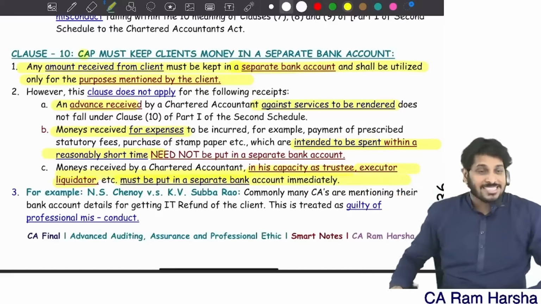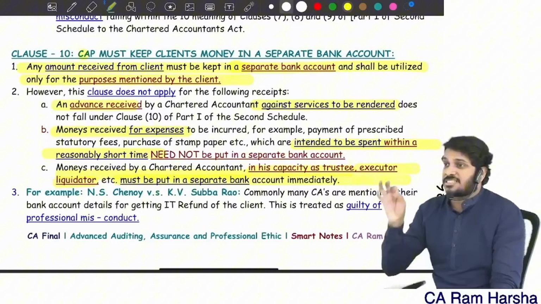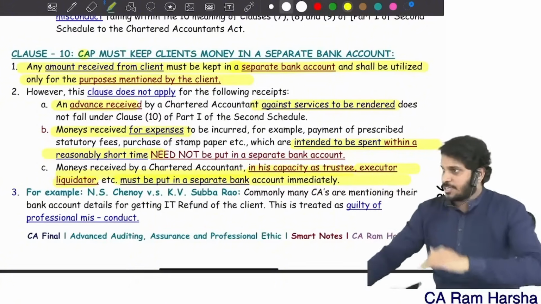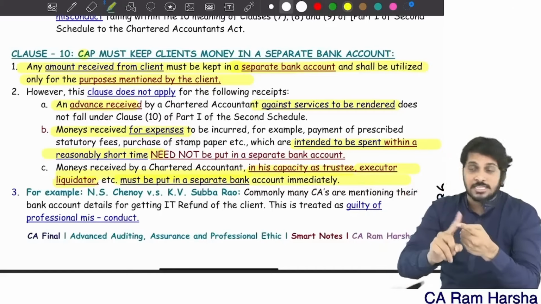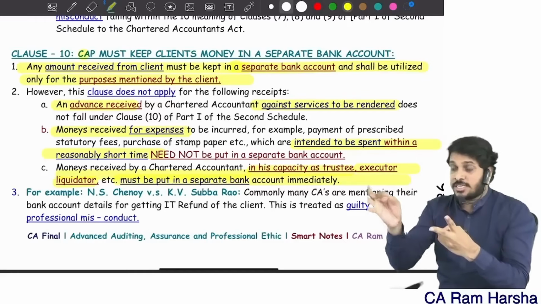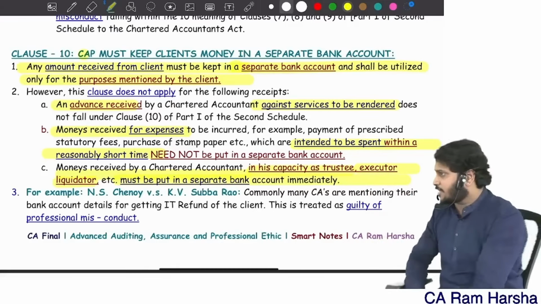Clause number 10, a CA in practice is deemed to be guilty of professional misconduct if he is accepting fees as a percentage of profit or contingent upon findings. Exceptions, main important exceptions, the last one: you can accept fees as a percentage for insolvency professional service, non-assurance service, to a non-audit client. You can do it for tax, income tax representation case, May 24 attempt, I told you.